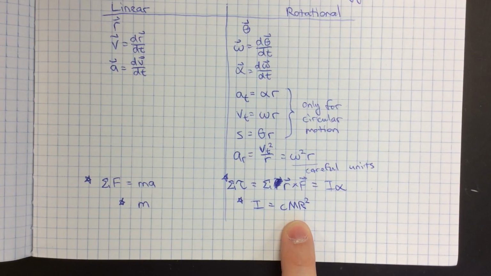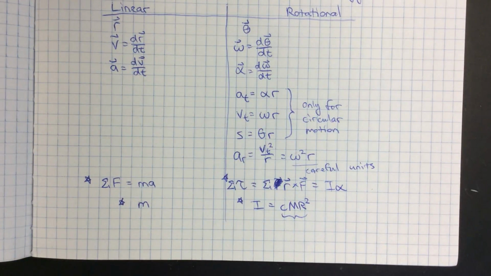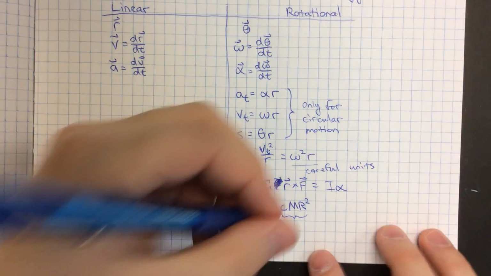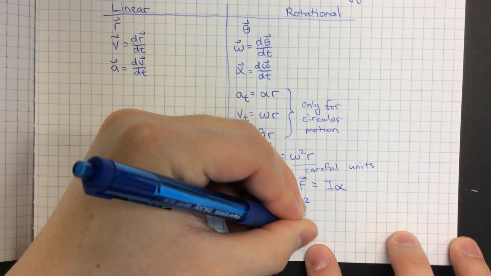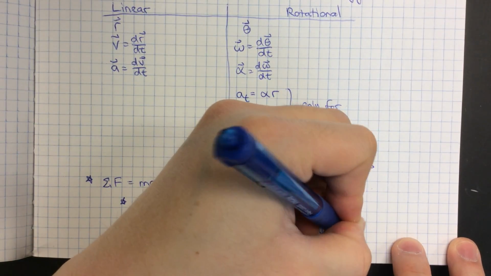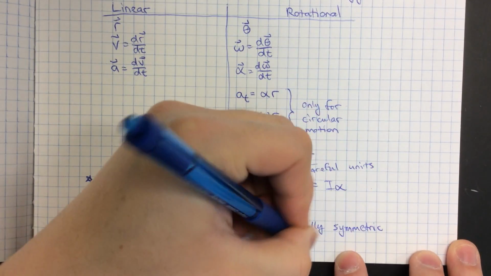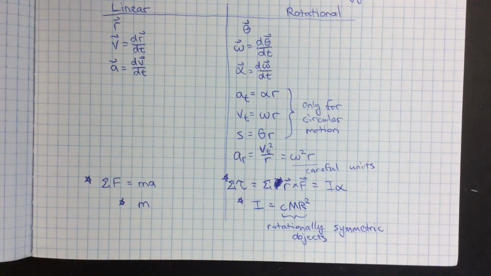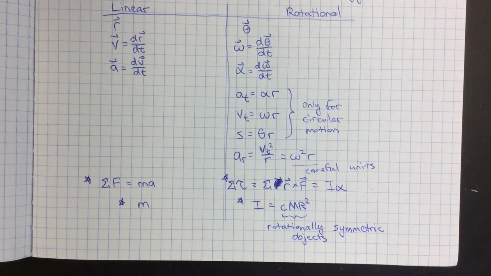This is for any sort of, how do you describe it, rotationally symmetric objects. Rotationally symmetric objects, that's like spheres, cylinders, rings, discs, or if you have a rod that you're spinning about a certain axis, right? You can do that too.